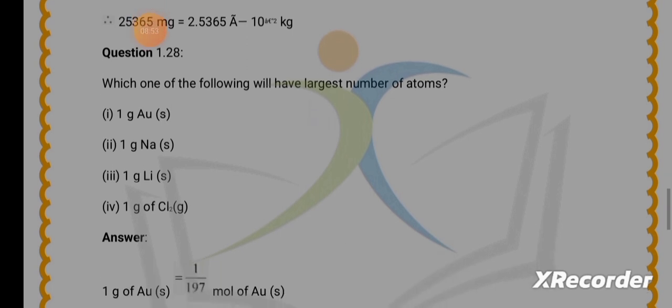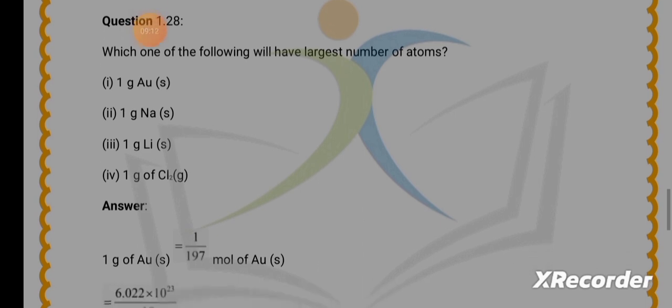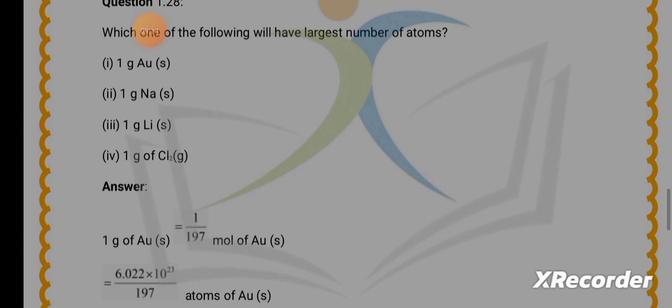Now your next question is, which one of the following will have the largest number of atoms? 1 gram gold, 1 gram sodium, 1 gram lithium, 1 gram chlorine. Now what we have to find, children, is in which of these there are the most atoms. So simply, what we have to do is, you should know the mass and the Avogadro number.